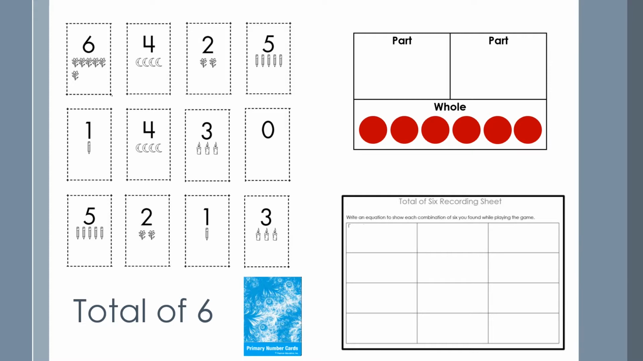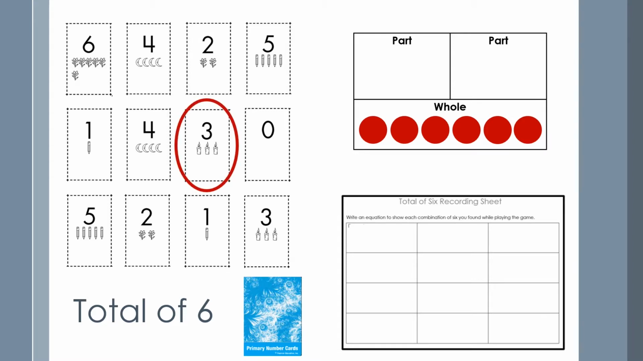To play Total of 6, you must use the number cards to find a combination that will make 6. What numbers can you combine to make a total of 6? Do you already know a combination from memory? Or can you use the pictures on the cards to find a way to make 6? You can use the counters to find different combinations as well. Remember, we already have 6 counters on our part whole mat. We want to find different combinations to make this total. We can separate the counters in different ways to help us with choosing the number cards. Let's give it a try.